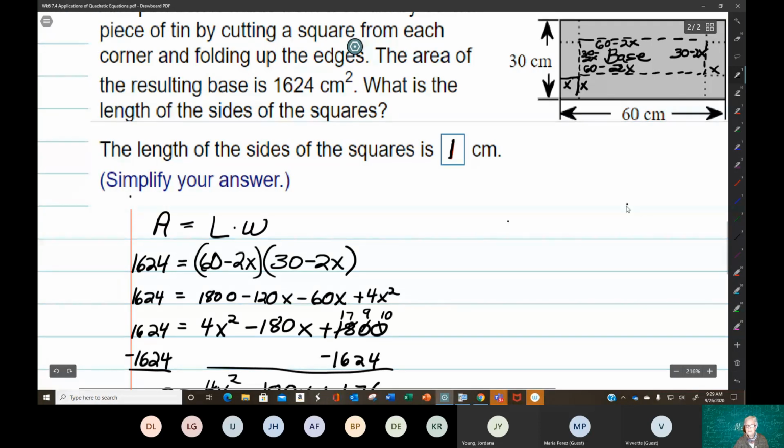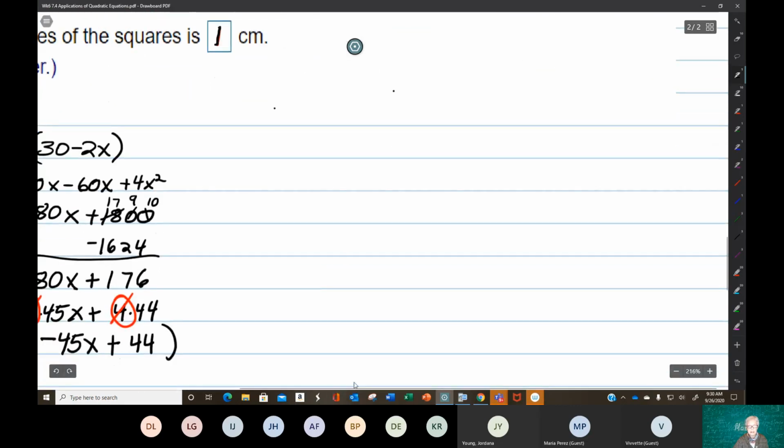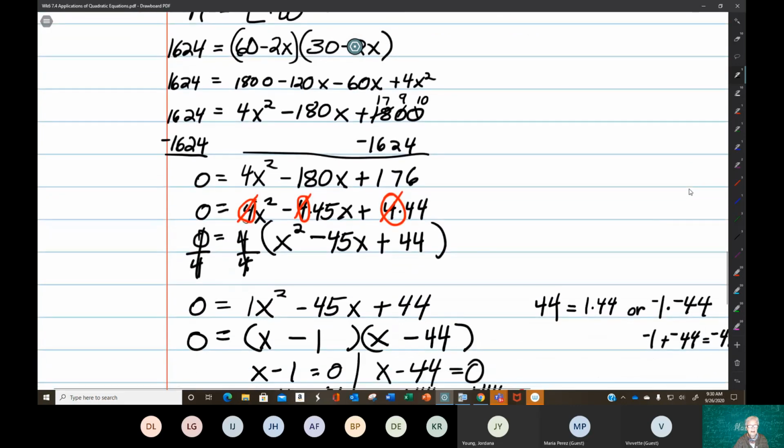So look at what we did. This is neater over here. We multiplied length times width of the base because we're talking about the base. The area of the base is 1624 squared centimeters. They're not asking for the volume this time. They're just asking for the length of the sides given the area of the base of the box after the sides have been folded up. So there you go, step by step.